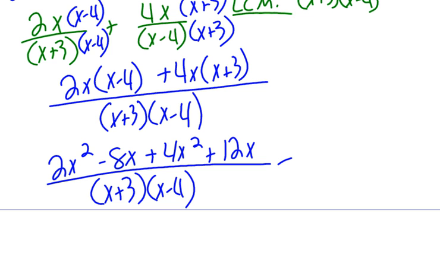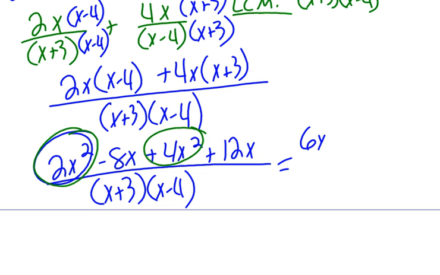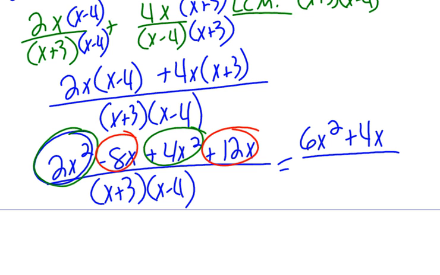Okay, at this point we want to combine our like terms. So I see 2x squared and a 4x squared giving us 6x squared, and I see a negative 8x plus 12x giving us positive 4x all over x plus 3 times x minus 4. Now make sure everything's simplified before you decide this is your final answer.